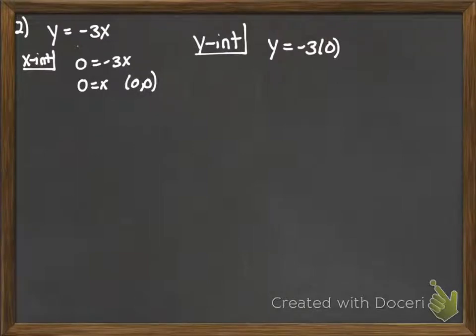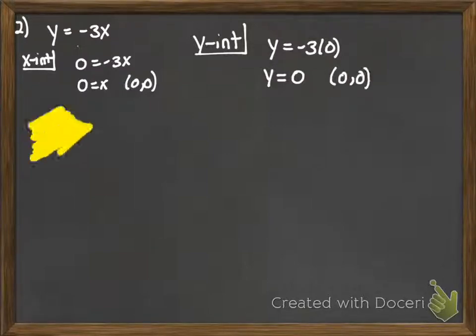For our y-intercept, we put 0 in for x. We find out that y has to be 0, so we have the point (0, 0).